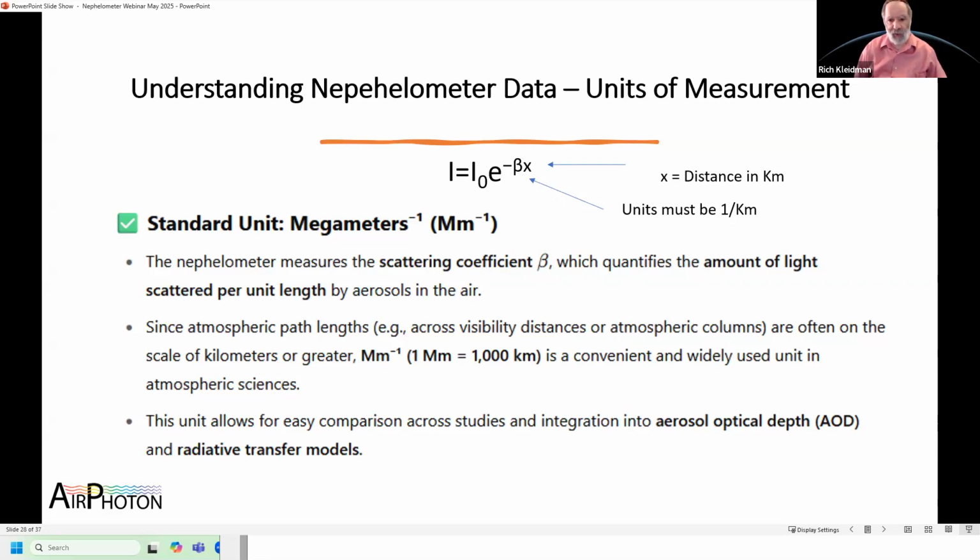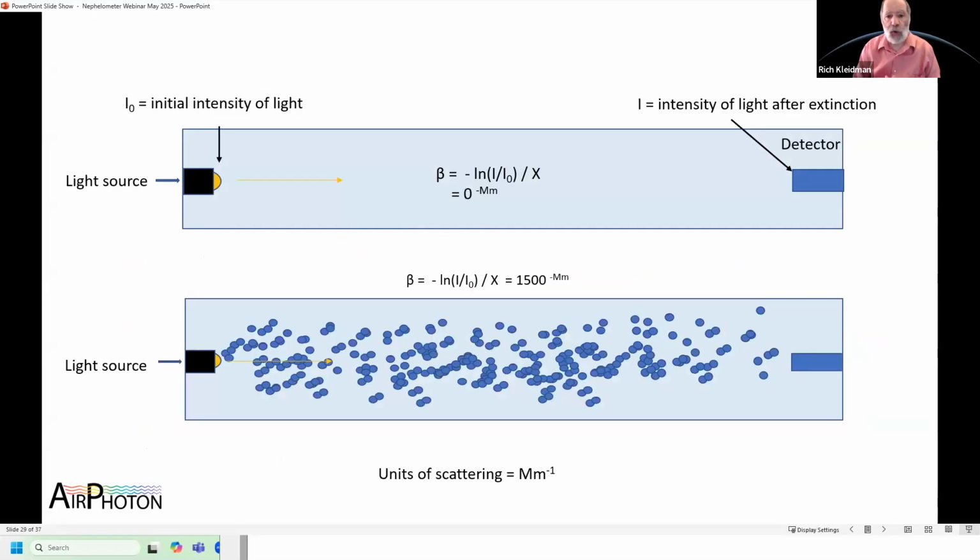One of the nice things about this is that it gives you an easy way to compare with AOD, and it's also useful for radiative transfer models. So if we're looking again at what's happening inside, here's a theoretical drawing of what it might look like in our nephelometer. If it's completely clean, there's no change between the initial intensity of light and the light after extinction because there's no extinction or scattering events. Now, if we come down here and add a lot of potential scattering extinction events.